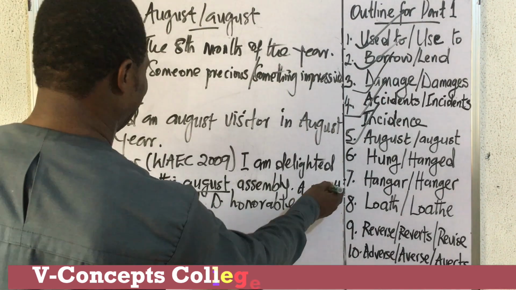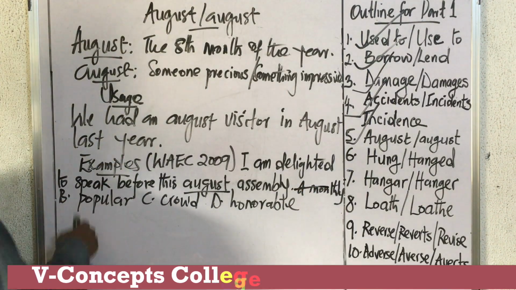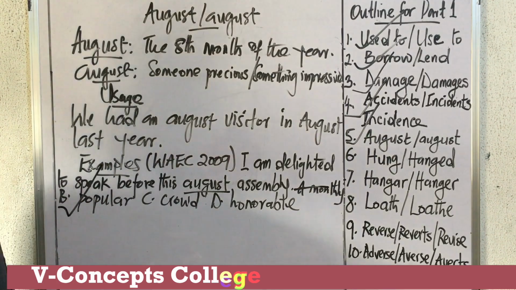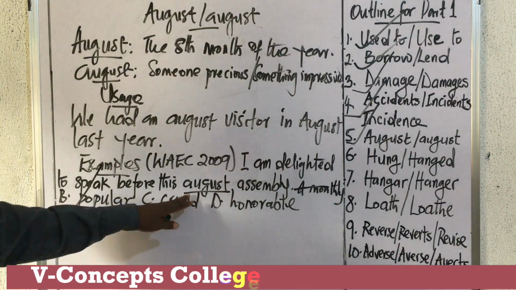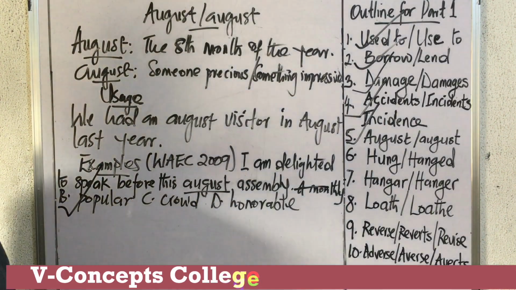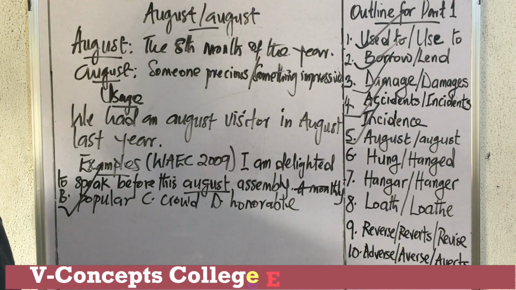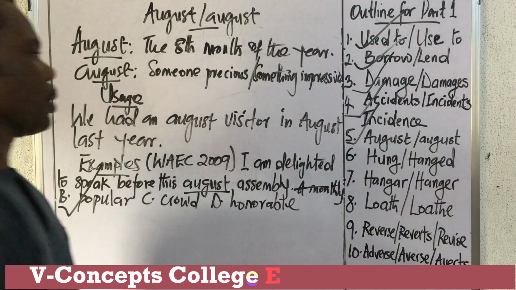So it's not monthly. Is it popular? Yes, popular. So we said, I am delighted to speak before this popular assembly. That is a precious assembly, in other words, an impressive assembly. So that's that about how to use August and august.